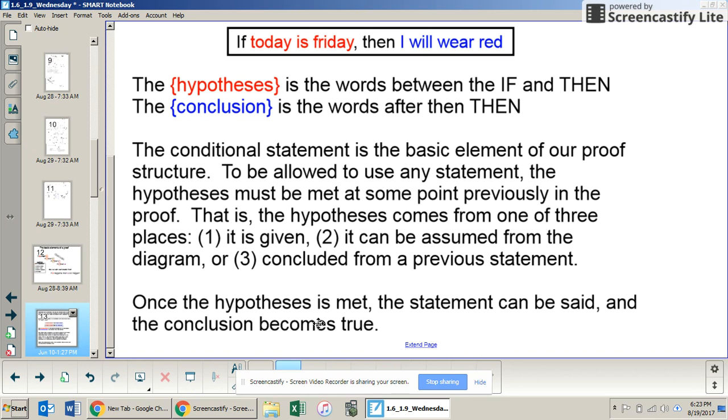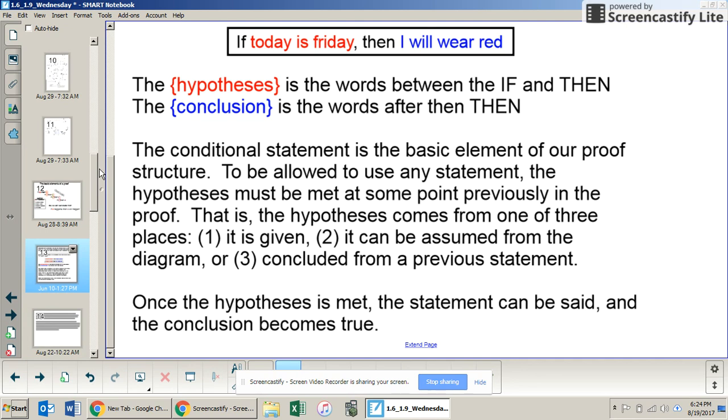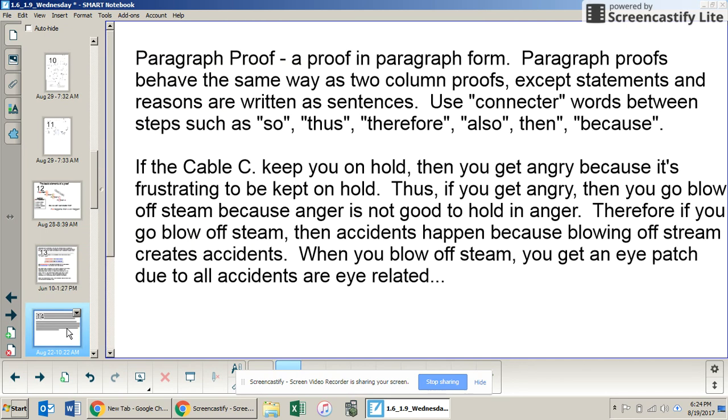But remember that once that hypothesis is met, the statement can be said and the conclusion becomes true. And this is deductive logic. The conclusion isn't just thought to be true, it's a lock. It's going to be true. If today is in fact Wednesday, then tomorrow will in fact be Thursday. And that Thursday is a fact that can't be undone.